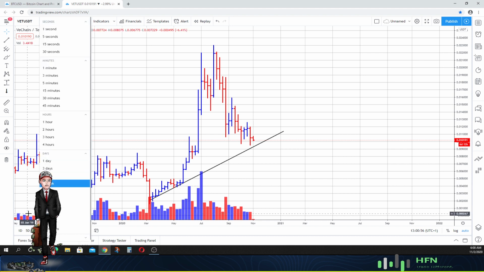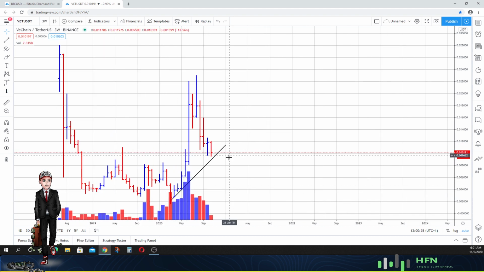The 3-week chart, again, you don't see any strength. On the 3-week chart, I really won't see any bullishness coming to the market in VeChain until we see this price break back up above 0.0117, literally about 0.012. So we've got some weakness still to contend with in VeChain. The market hasn't changed at all since our last video.